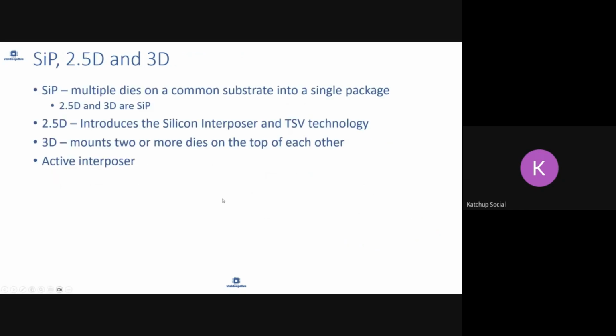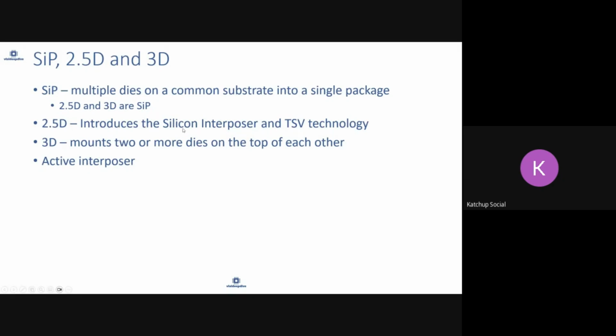Now let's talk about what SiP is, which is a key enabling technology for 3D IC design, and also about what 2.5D and 3D are. SiP basically enables multiple dies on a common substrate in a single package. And 2.5D and 3D are also SiP in a way, right? So it enables multiple dies on a common substrate in a single package.